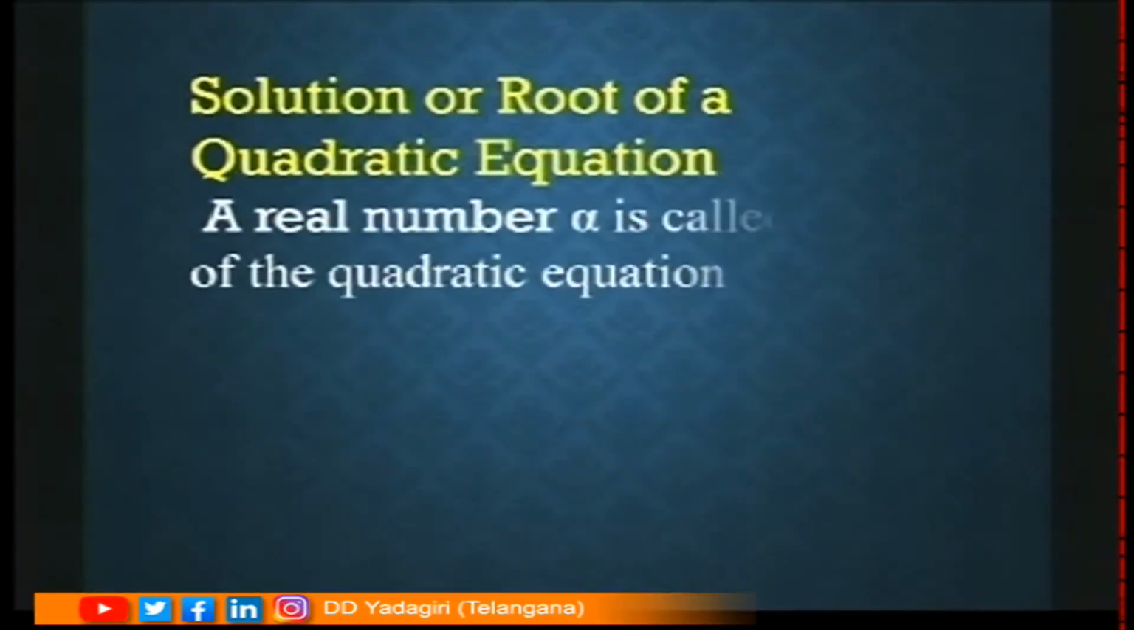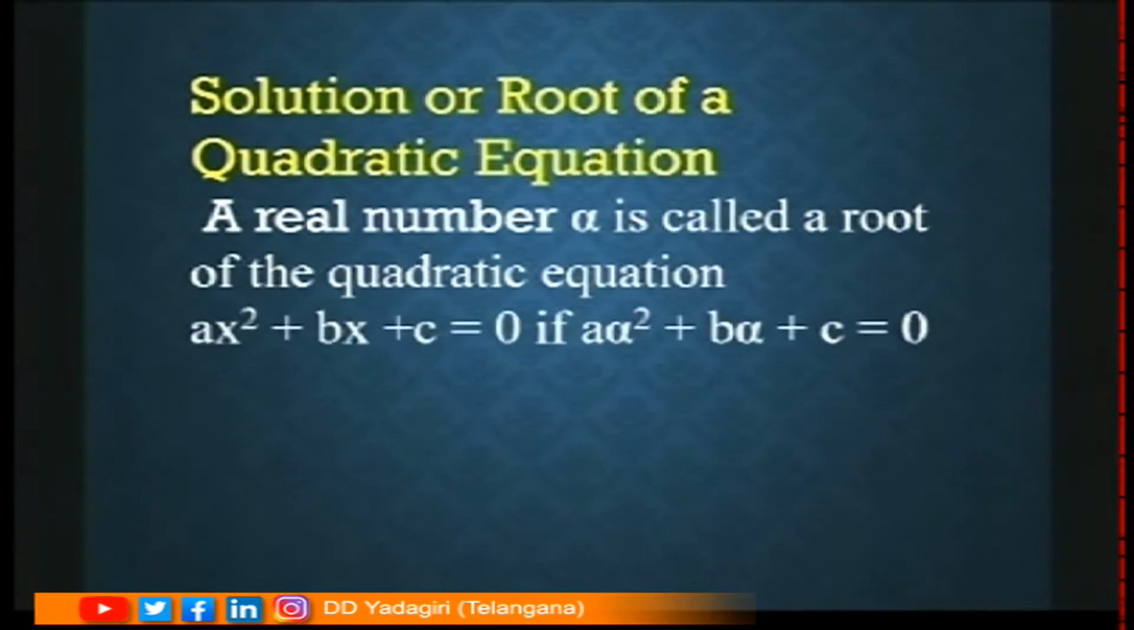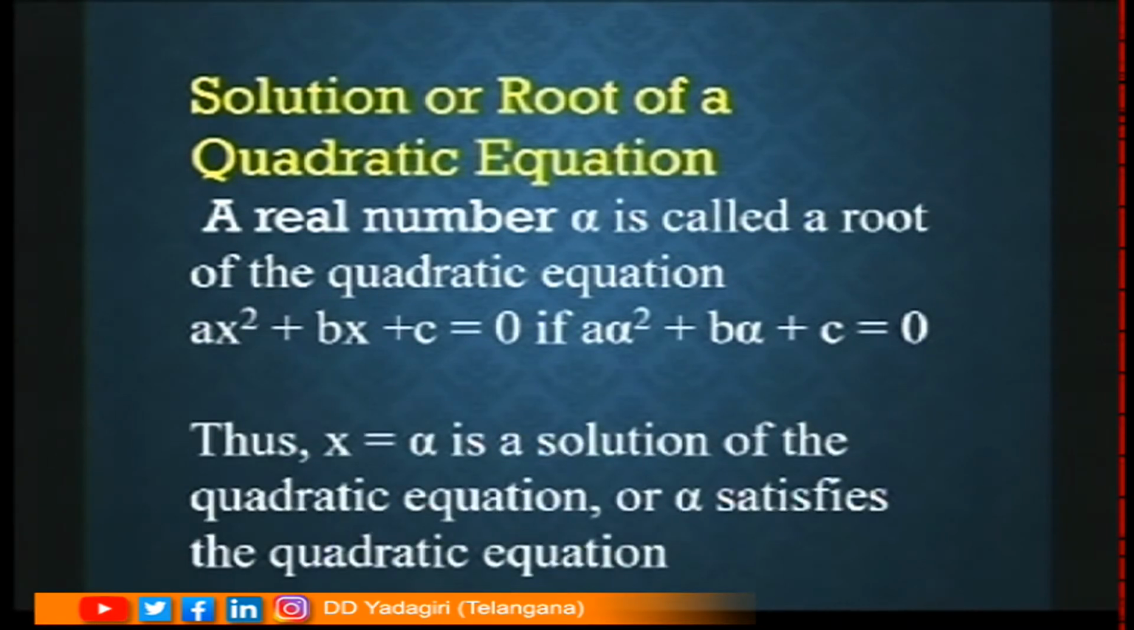Okay children, I am sure you must have understood how to represent a real life situation as a mathematical equation. Let us understand how to find the solution or root of a quadratic equation. A real number alpha is called the root of the quadratic equation ax square plus bx plus c is equal to 0 if a alpha square plus b alpha plus c is equal to 0. Thus, x is equal to alpha is a solution of the quadratic equation, or alpha satisfies the quadratic equation.